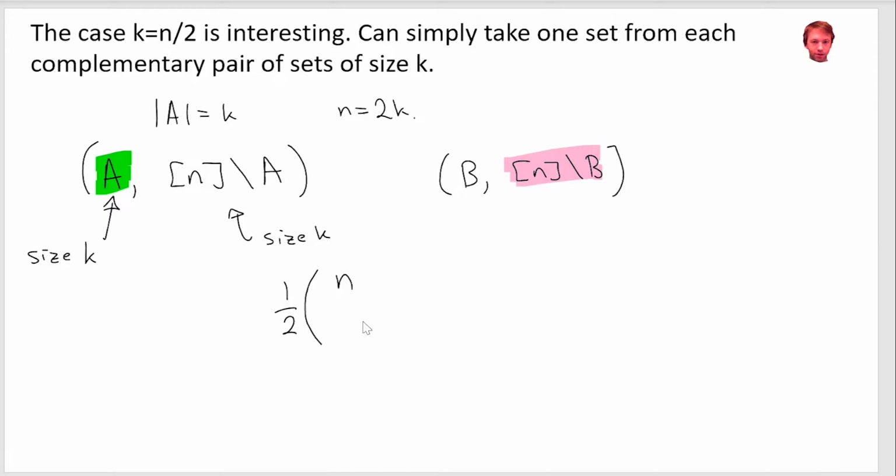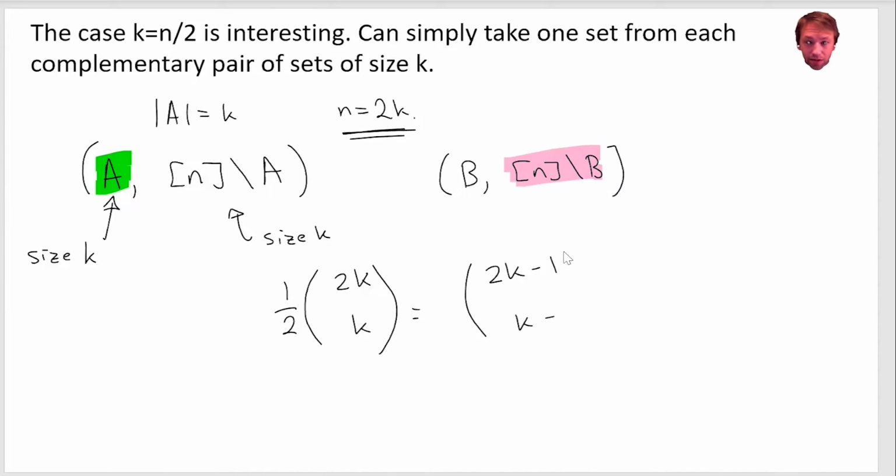It turns out this gives the same number, a half of n choose k, which is 2k choose k, with n equal to 2k. In this case, if you look at Pascal's identity, this equals n minus 1 choose k minus 1. So this is just another tight construction in a very special case, and it gives you lots of tight constructions. No matter how I choose one of each complementary pair, it's going to work. Okay, any questions about that?